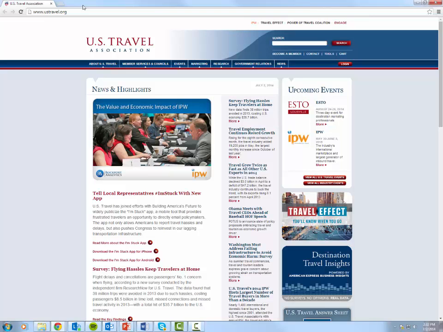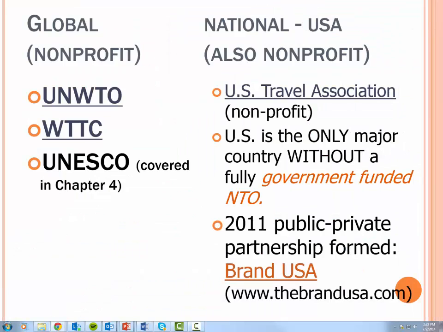An important fact to remember, and I've noted it here, is that the U.S. is the only major country without a fully funded NTO. That means National Tourism Organization. Funding for a government agency in the USA was ceased in the mid-1990s due to budget constraints.